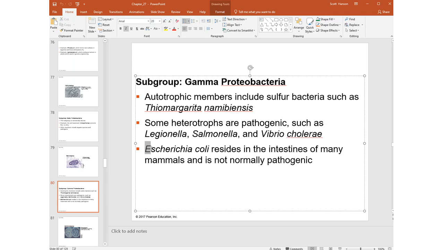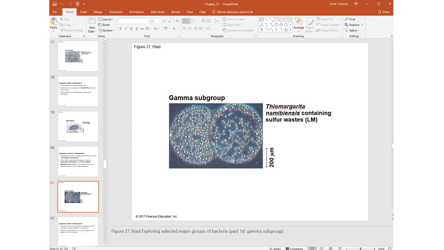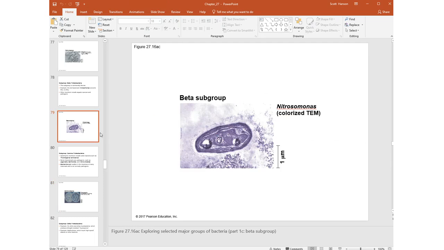And then also in this gamma group are Escherichia coli, or E. coli, that's in the intestines. It's a normal and natural resident inside the intestines, usually large intestines, of many mammals. And it's not normally pathogenic if it's in the intestine. So here's Thiomargarita namibiensis that has sulfur waste in it. And LM, this is a light microscope. So just a compound light microscope then. And these are a lot bigger than the Nitrosomonas then.